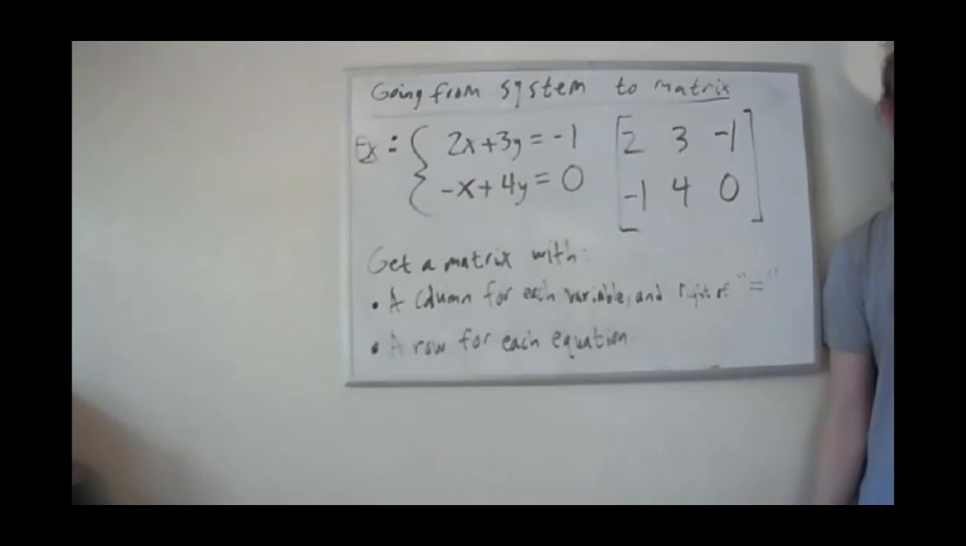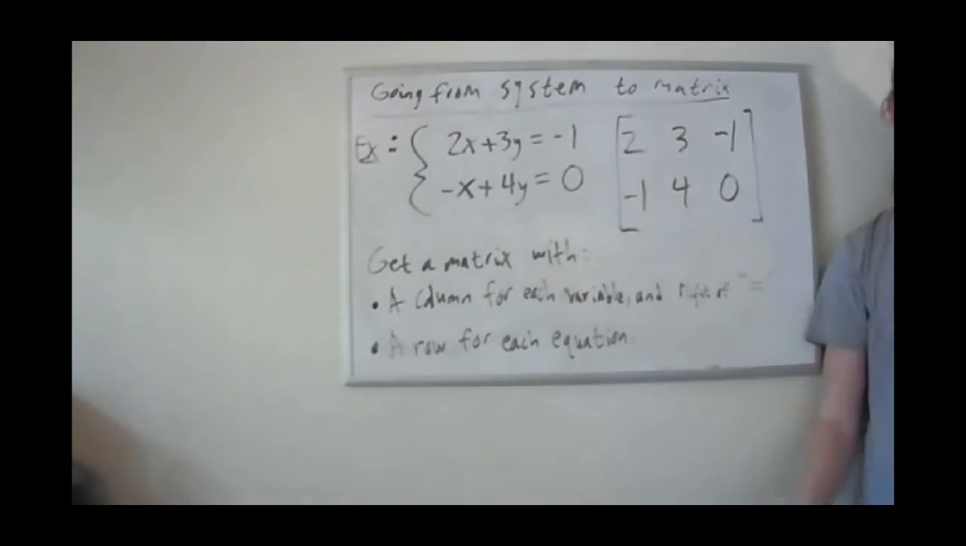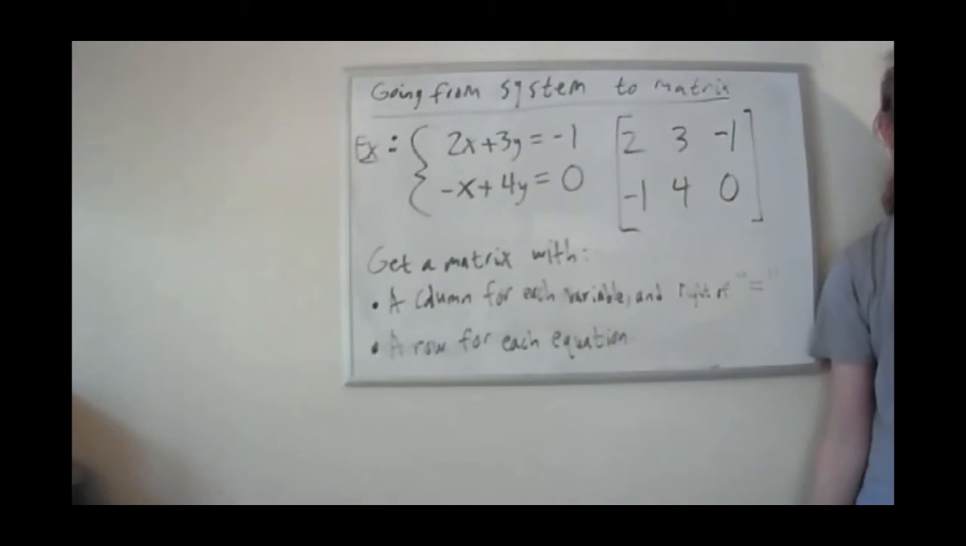Okay. So here's my matrix for this system. 2, 3, -1, -1, 4, 0. We just read off the numbers from the equation once we have all the variables and such lined up.